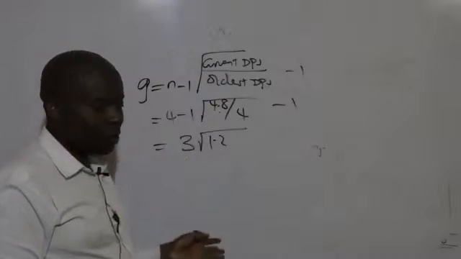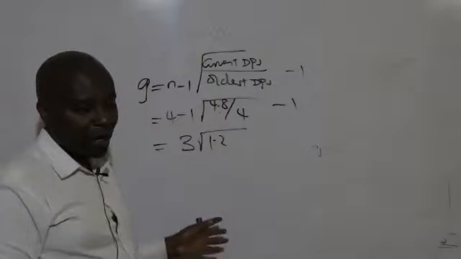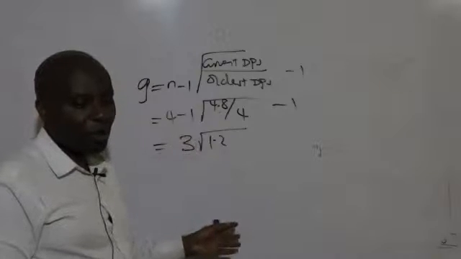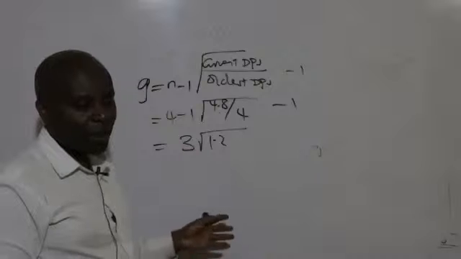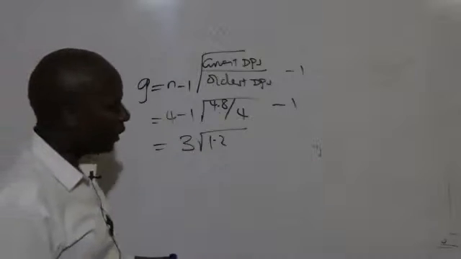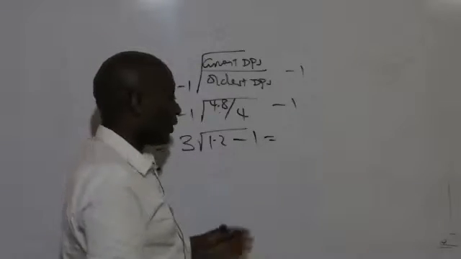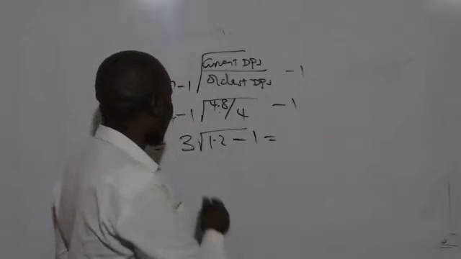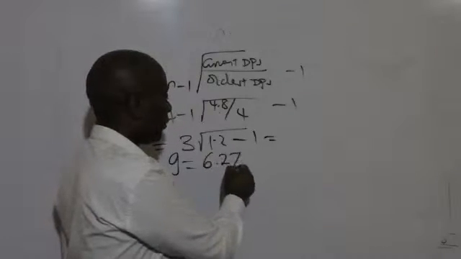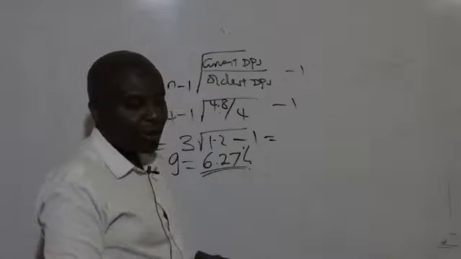So the cube root of 1.2. Whatever we get, we subtract 1. Please guide us accordingly. What do we have there? 1.062. So at the end of the day, when you subtract 1, what is the growth rate? 6.27%. Thank you very much.